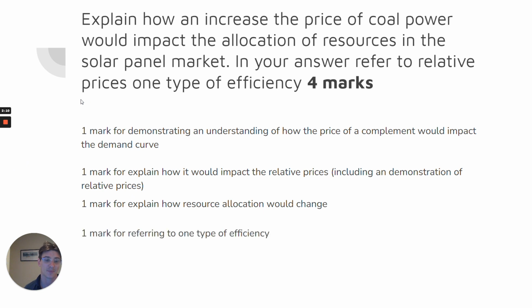And finally, we're going to refer to one type of efficiency. Okay, I would usually refer to allocative efficiency. I think that's the easiest way to do it in these questions, because if the market's responding to a change in demand, well, it's giving consumers what they want.